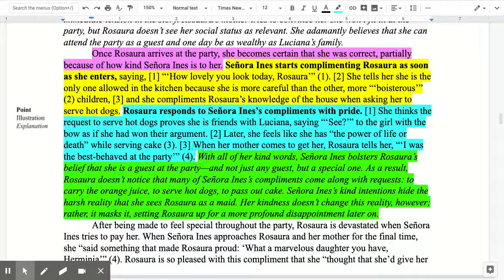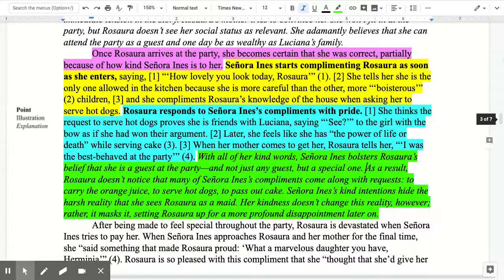So what is going to be worth explaining is the connection between these 2 halves. Senora Ines complimenting Rosara, Rosara being proud, and then kind of taking it a step further by talking about the consequences. So like most explanations, I'm going to start with my most specific explanation, and then I'm going to get broader. So this first sentence pretty straightforwardly ties together my 2 pies. With all of her kind words, Senora Ines bolsters Rosara's belief that she is a guest at the party, and not just any guest, but a special one.